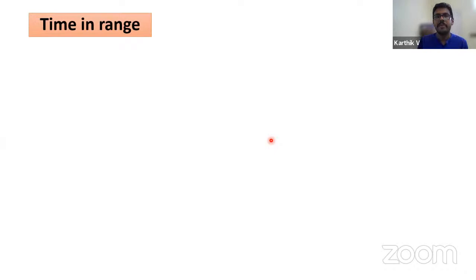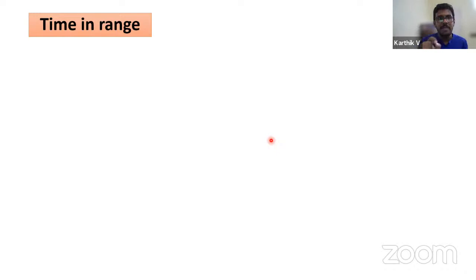What is this time in range? So A1C just gives you an average plasma glucose over the last 2 to 3 months. You will not get an idea regarding the glycemic variability. So for example, a patient who's been having plasma glucose of 100 and 300 would have an average glucose of around 200. And those with plasma glucose ranging from 180 to 220 will also have an average glucose of 200. But those who have a plasma glucose ranging from 100 to 300 will have a higher rate of complications because their glycemic variability is high.